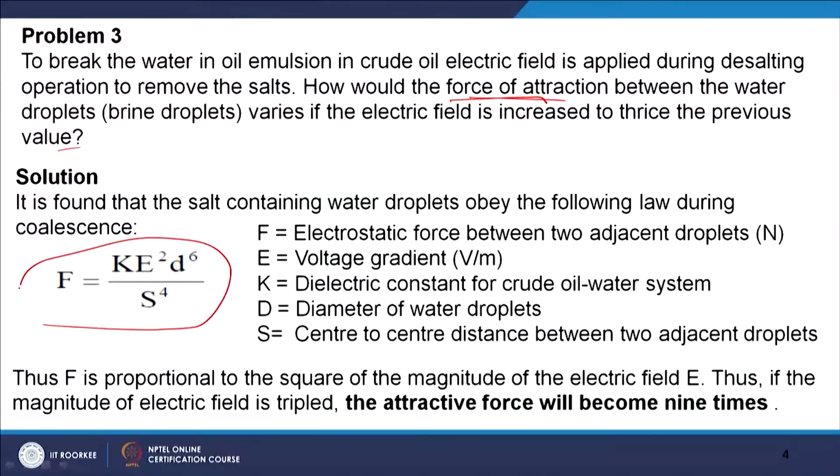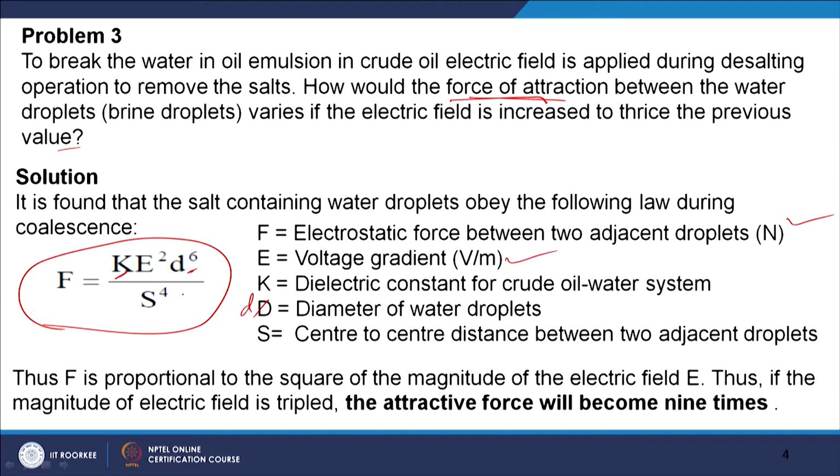We have already discussed in our previous classes that this force of attraction can be represented by this formula, where F is the electrostatic force between two adjacent droplets, E is the voltage gradient, K is the dielectric constant, and D is the diameter of water droplets. S is the center to center distance between two adjacent droplets. This is known to us, we have already discussed.